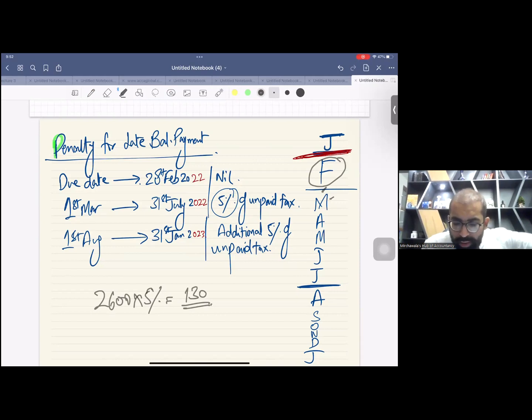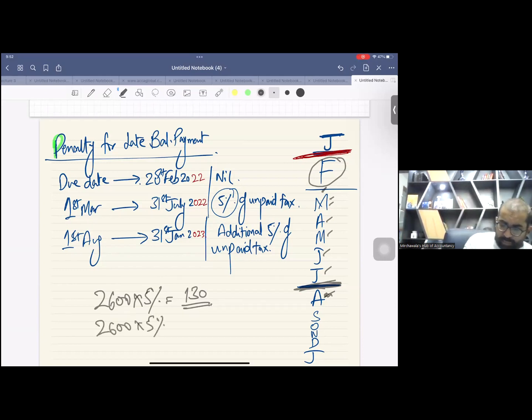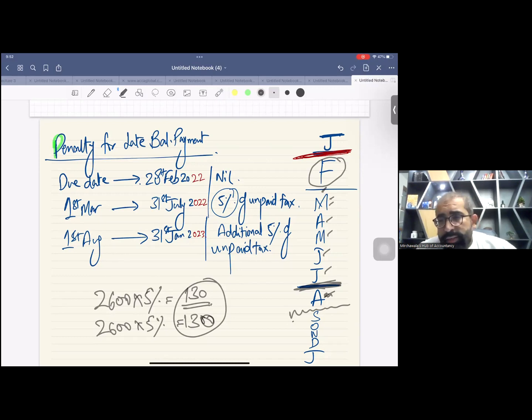Then March, April, May, June, and July, they will wait 5 months more. But if you cross this border and step into the month of August, again you have to pay the 5%, that is 130. So in this question, as you paid on 31st August, obviously 2 penalties will be applicable on you: 130 plus 130. This is the answer. I'll show you the exact wording in the Excel file, don't worry.